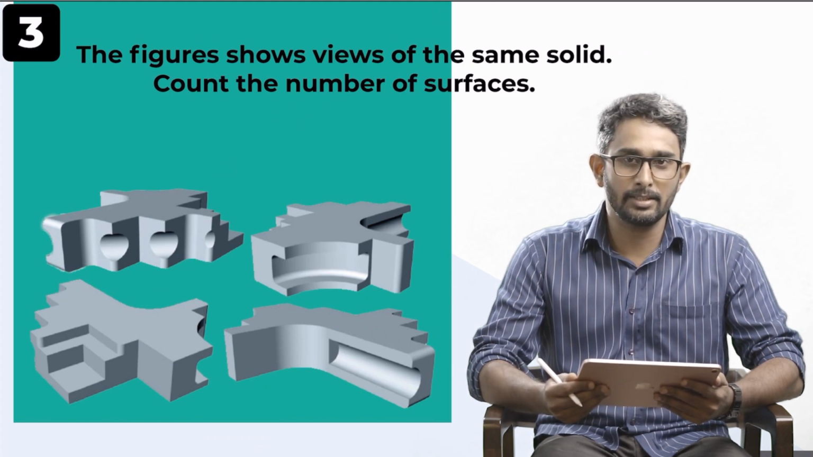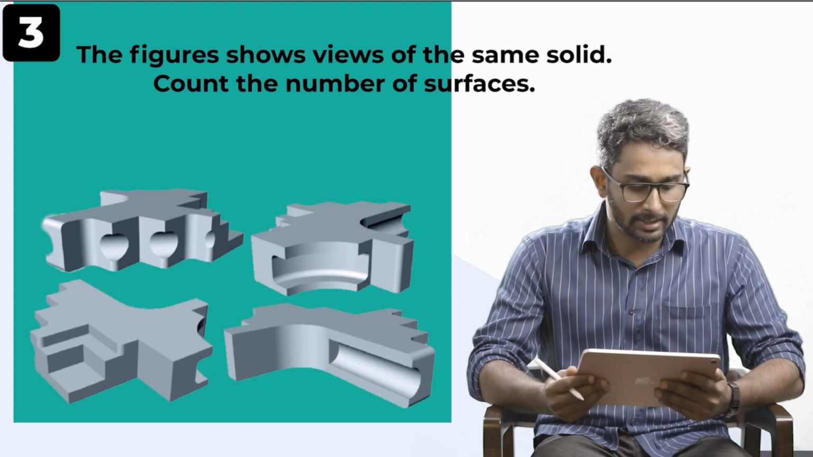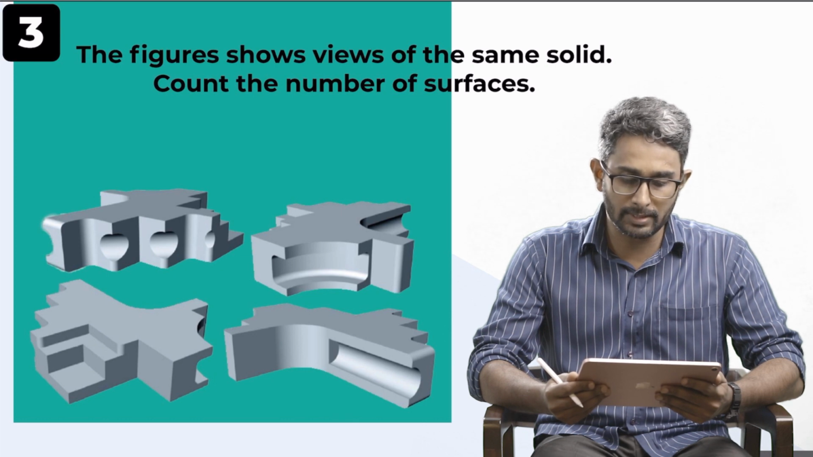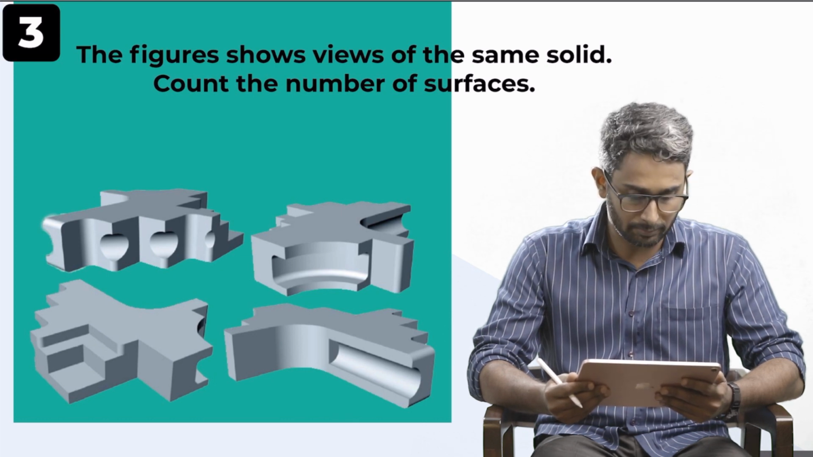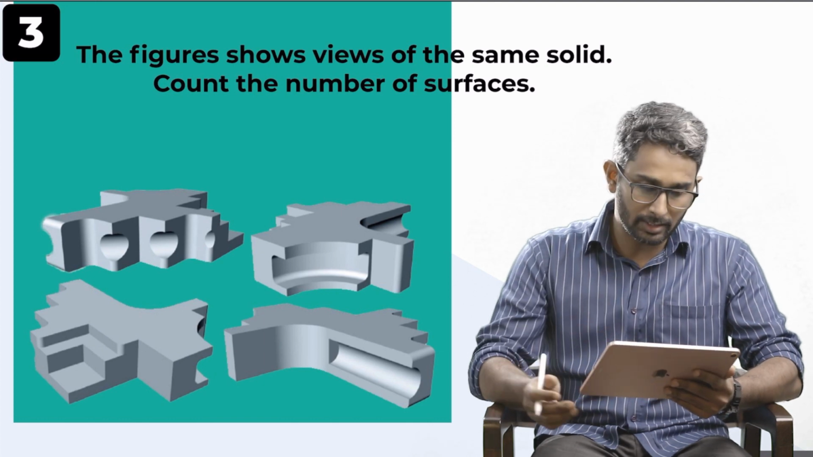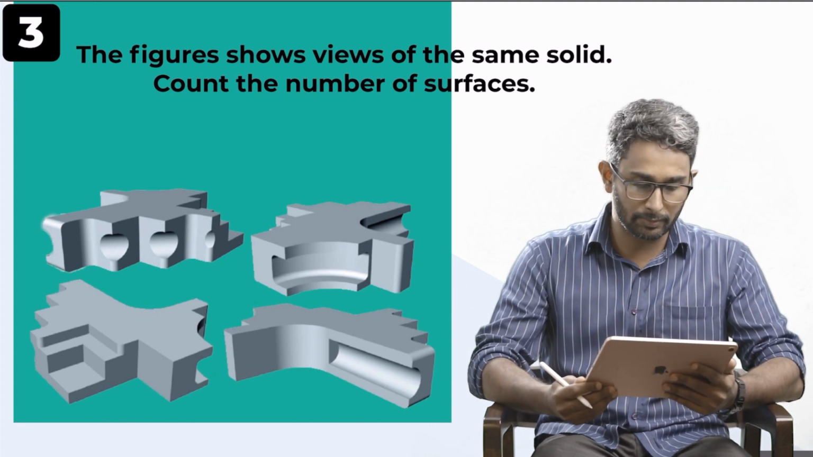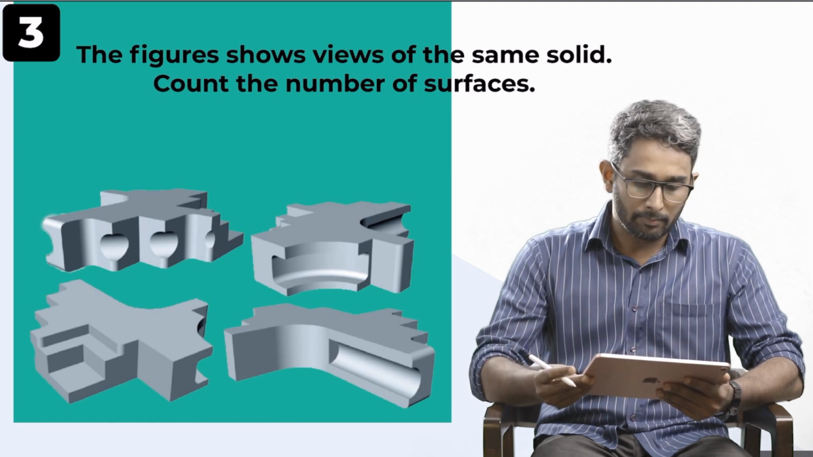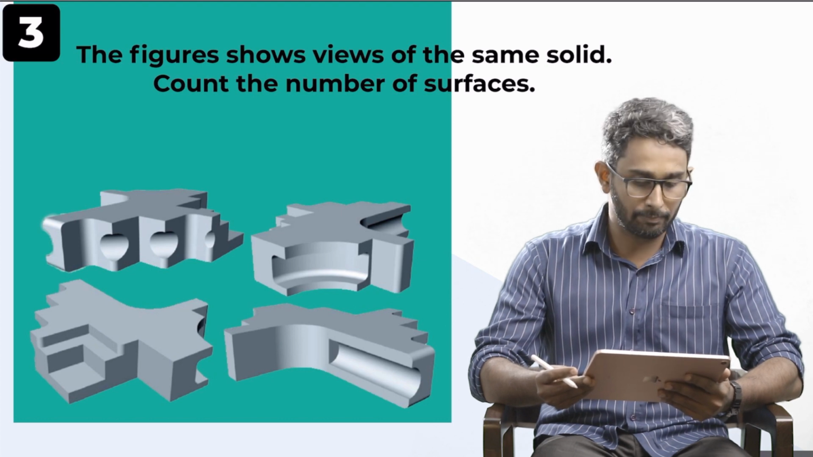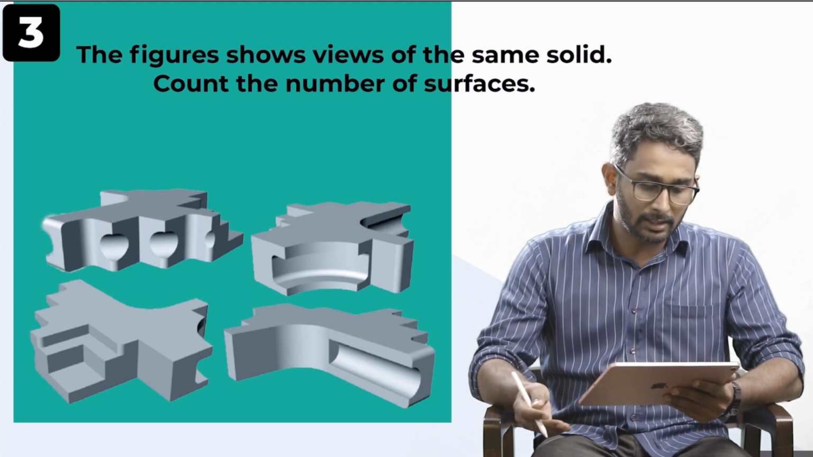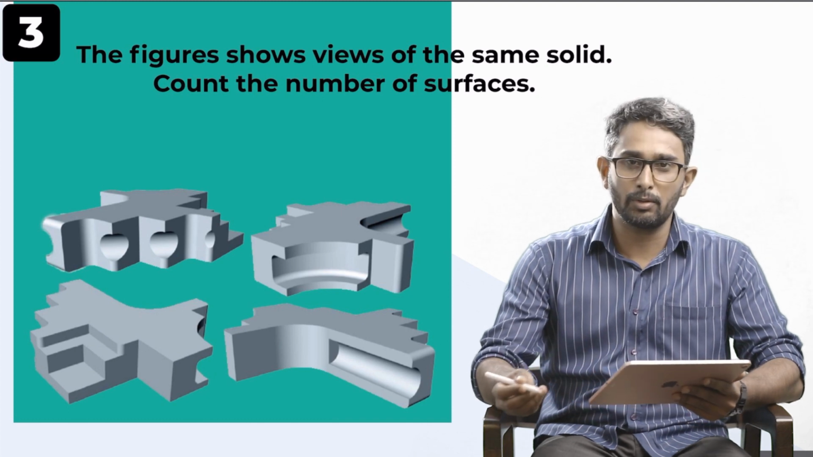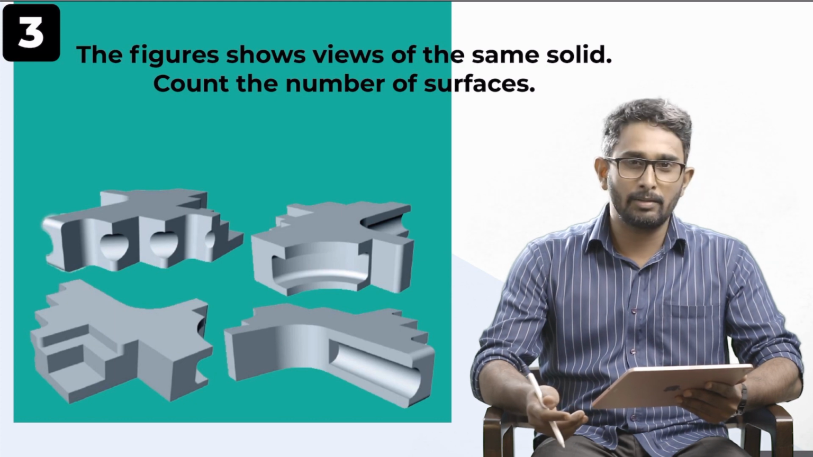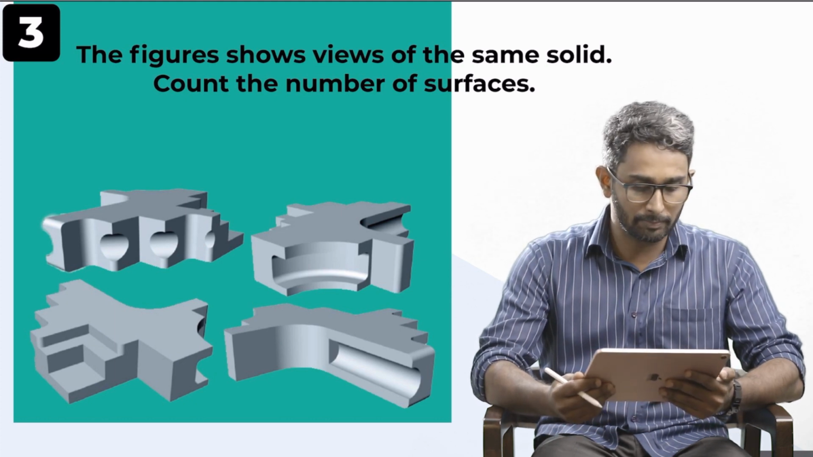This question is a previous year UCEED question. Let's read the question very carefully. The figures show views of the same solid. Count the number of surfaces. So the basic question here is you have to count the total number of surfaces, and 4 views of the same solid are given for you. So the main consideration here is you cannot count like front view, top view, side view, or visible or invisible. In this you have to use your logical reasoning itself for this question.